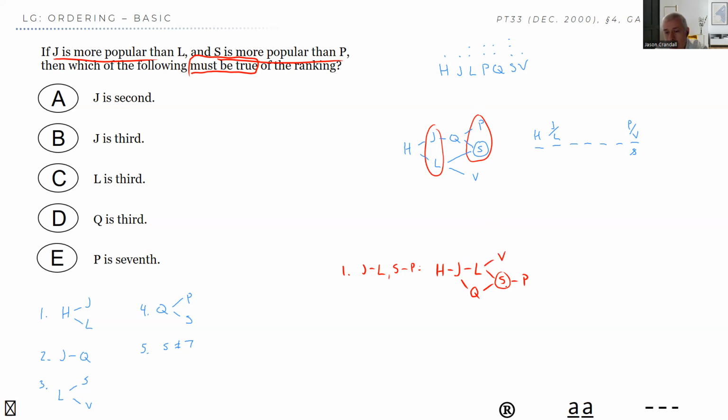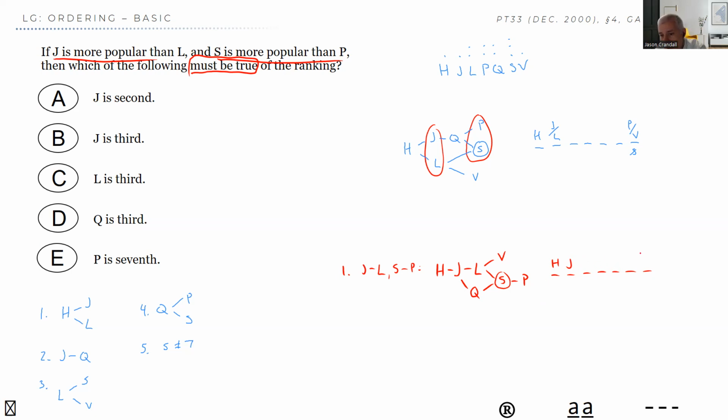So V goes here. If I try to write this on a new diagram, which is often useful, I can see that H still has to be first. Now there's only one option for what comes immediately after H instead of two options as before. There's only one option, H and J. I'm not going to worry too much about the spots in the middle.